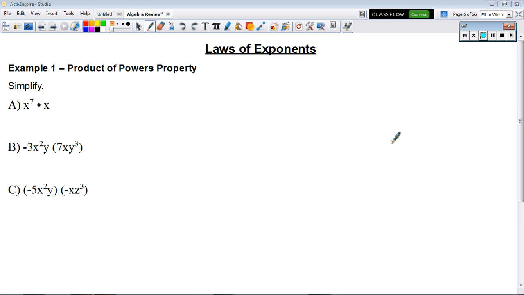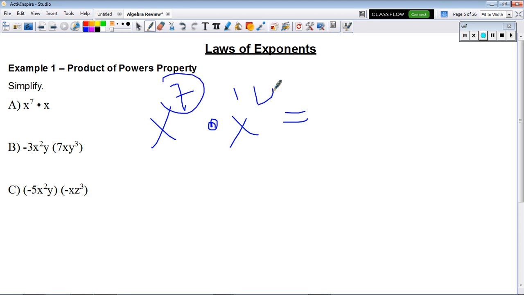So the key rule to remember when you're talking about laws of exponents involving multiplication is that whenever you have variables that are the same, the shortcut to multiplying is to add the exponents. So for part A here, I have x to the 7th times x. Just keep in mind that x by itself really means x to the first power. So when I'm multiplying two variables that are the same, I want to add the exponents. So to simplify x to the 7th times x to the first, this would be x to the 8th power.